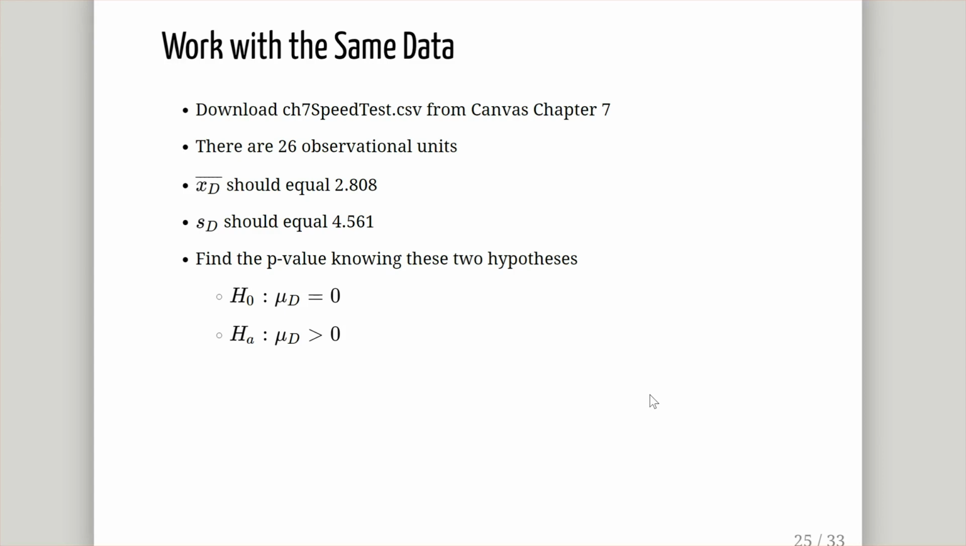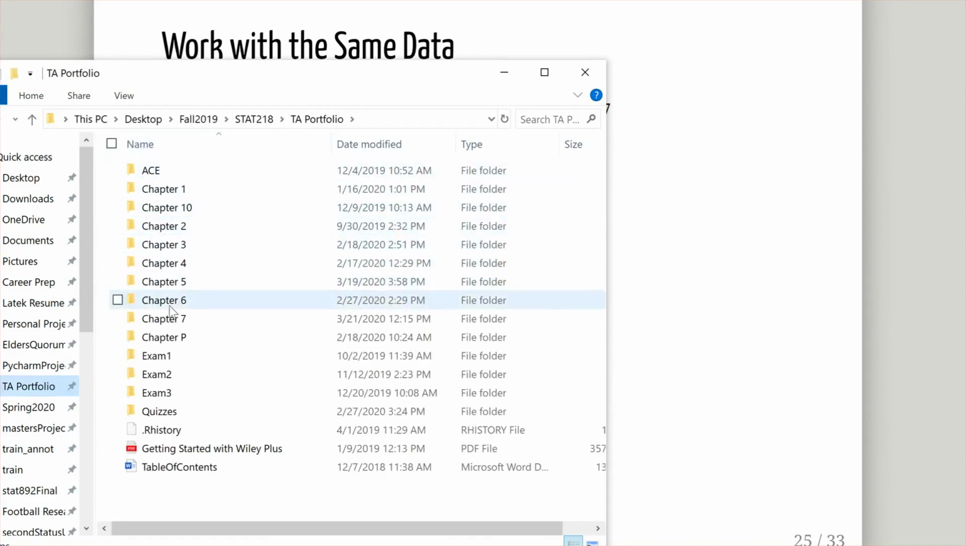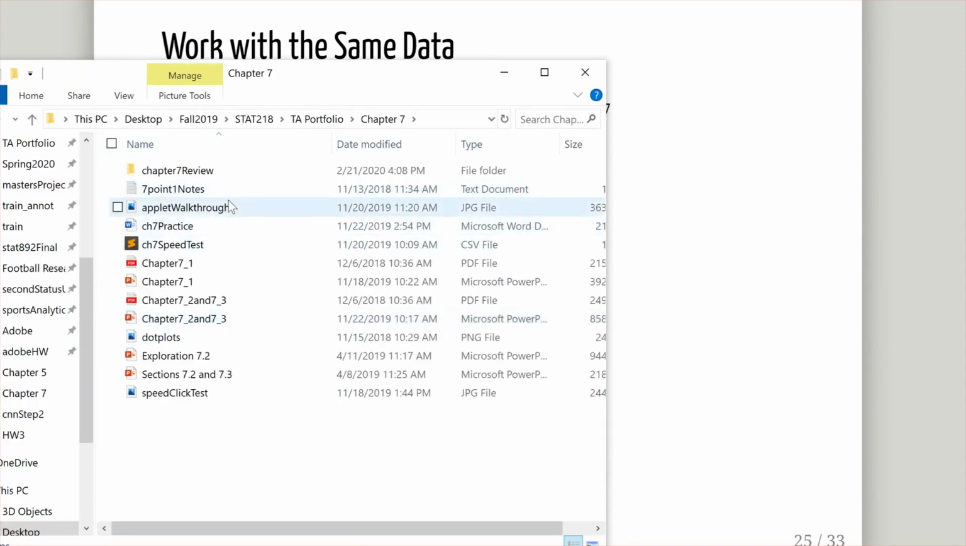Knowing these pieces of information, let's try to do this problem using the applet and see which hypothesis we want to go with and conclude. Okay. I'll find that file on my computer.